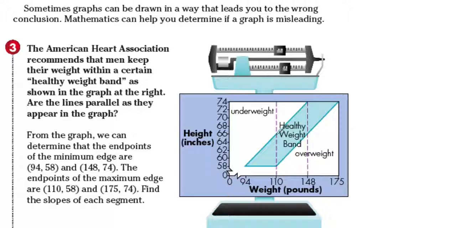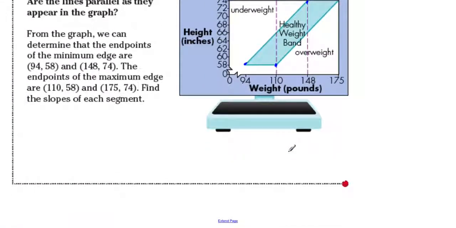110 and 58, right around there. You go. Okay, and 175 and 110.58, 110, 175. The other one is 94.58 and 148.74. Oh, okay, that's the one. Those 4 points right there. Okay?